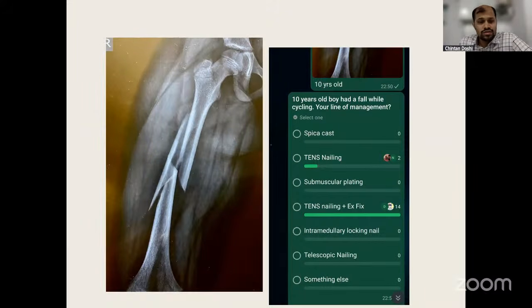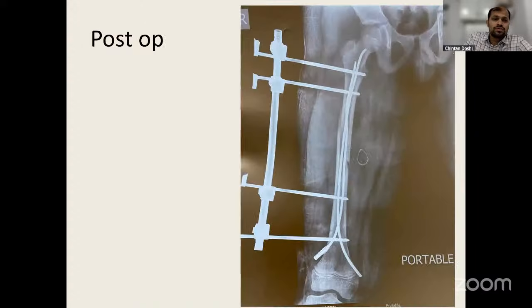We also had this for a poll yesterday night, and most of us would do TENS but would augment it with something else: TENS with an X-fix, or TENS with a cast, or just augment it till the time the healing is happening, and then you can keep the TENS in for a longer duration. So as suggested on the poll, we did TENS nailing with an external fixator.